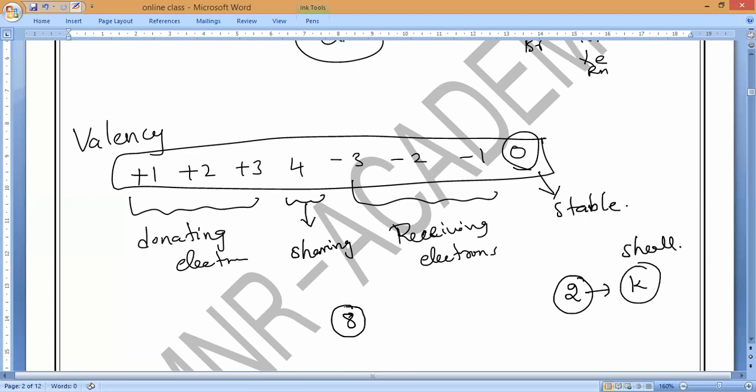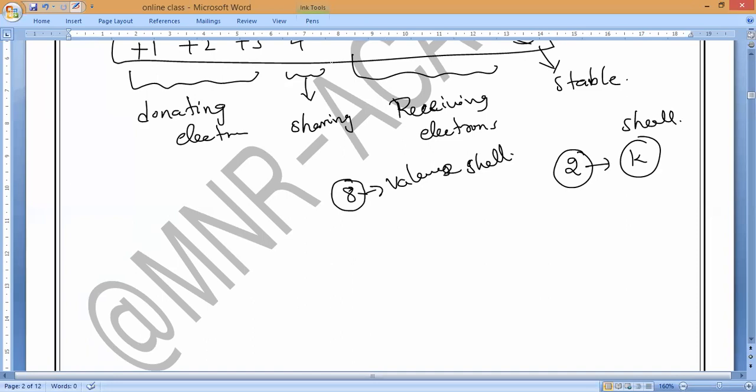Valence cell. It is having a valence cell, then it is becoming stable in nature. So every unstable atom, by losing or by gaining or by sharing, somehow gets the electrons and will have 8 electrons in its valence cell. Other than that, if only the K shell is present, then that is the only cause of chemical reaction.